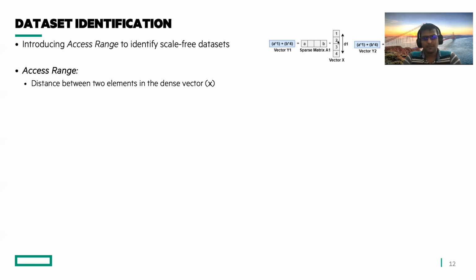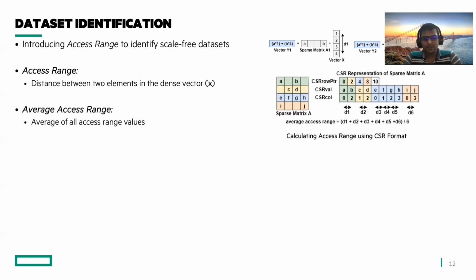And we can see that D1 is much larger than D2. And with this, we could actually extend this to calculating the average access range, which is the average across all access range values. So in this figure, we quickly show the average access range calculation in CSR format, where we use the CSR column index to calculate the average access range.